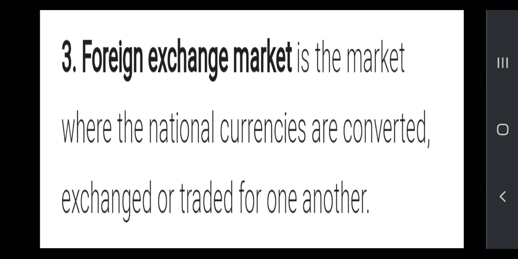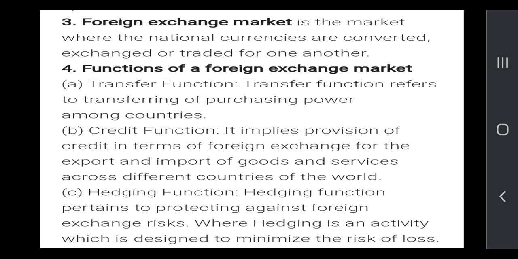Now, what is the foreign exchange market? Okay, meaning we want to exchange our domestic currency with the foreign currency. So where will we exchange? This is the question. So this exchange takes place in the foreign exchange market. So what is the foreign exchange market? Foreign exchange market is the market where the national currencies are converted, exchanged or traded for one another. Okay, meaning where different countries of the world exchange or convert their currency. Okay, as we have discussed, this is the market where national currencies are exchanged or traded.